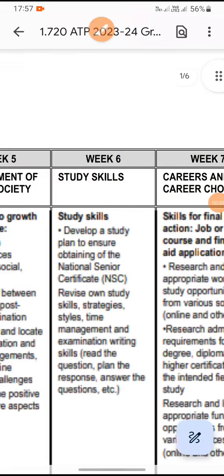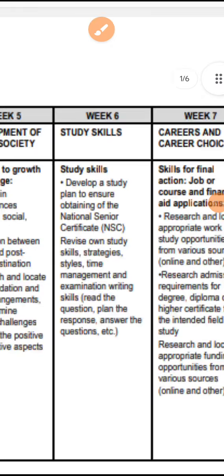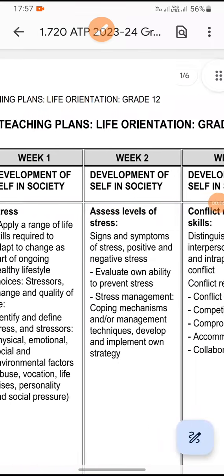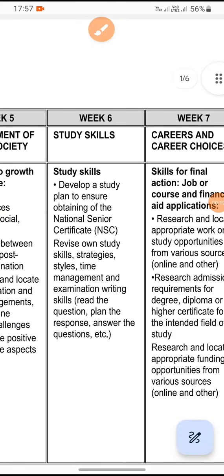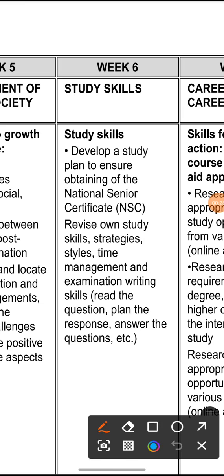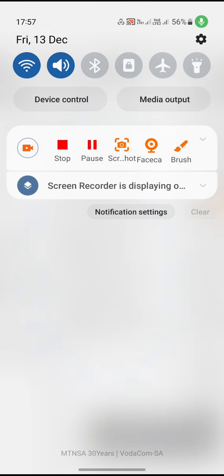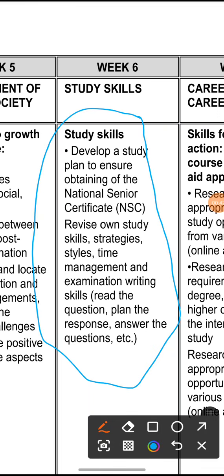Today we are going to be doing life orientation, term one work. We are on week six, under the topic of study skills, and we are going to focus on these bullets, which we should take into account in order to be more relevant to the exam. I'm sorry for that. So this is what you must know under the topic of study skills.